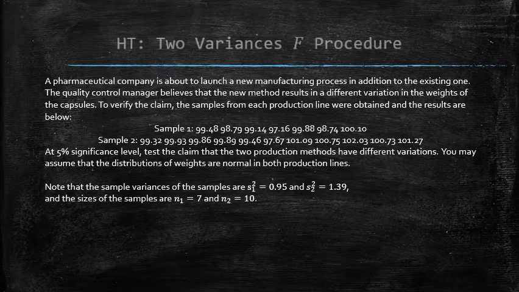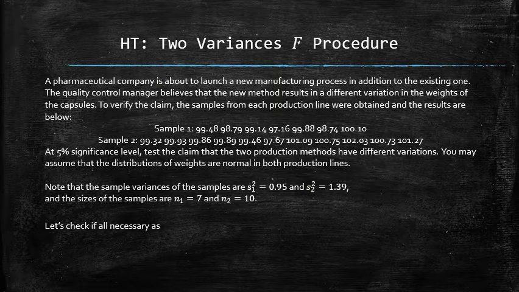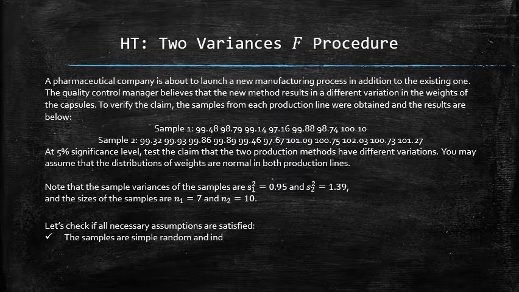Before we begin the Two Variances F procedure, let's check if all necessary assumptions are satisfied. The samples must be assumed simple, random, and independent. If not, then the results of the test are invalid. The populations also must be assumed normal.